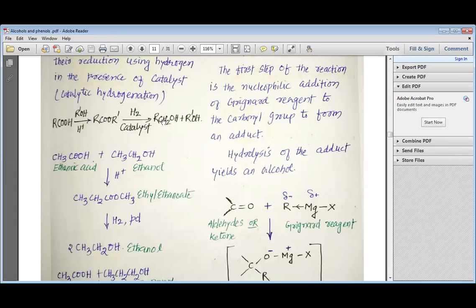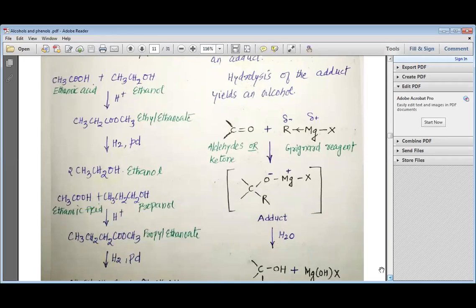At the same time, we can get another alcohol. That means this acid is also converted into alcohol. Let us have a look at that. If we have ethanoic acid and ethanol in the presence of H plus, we convert it into ethyl ethanoate, CH3COOCH2CH3, and then with the help of palladium and hydrogen, we can get two molecules of ethanol.